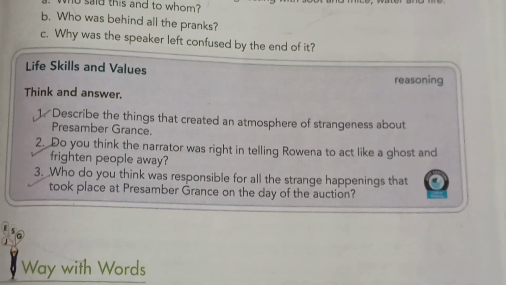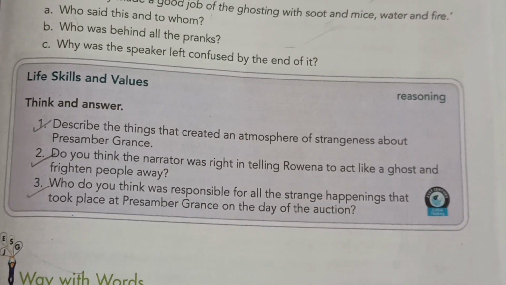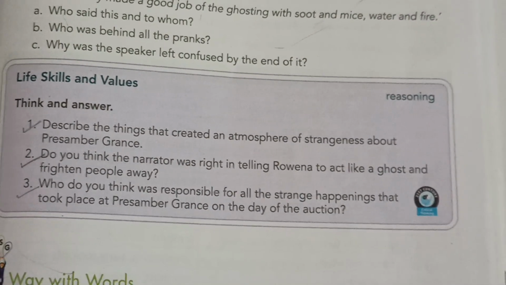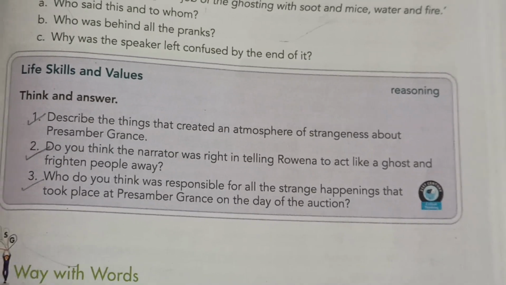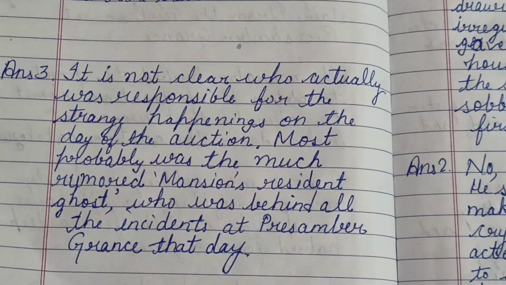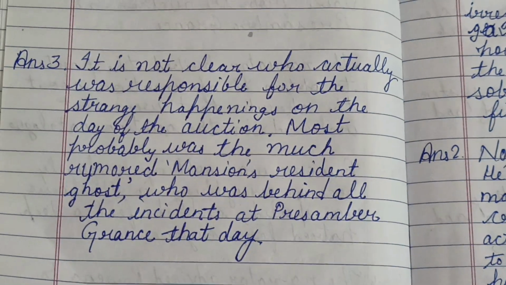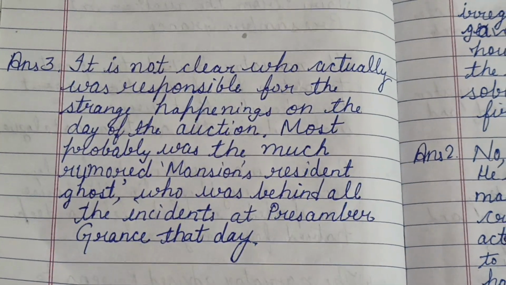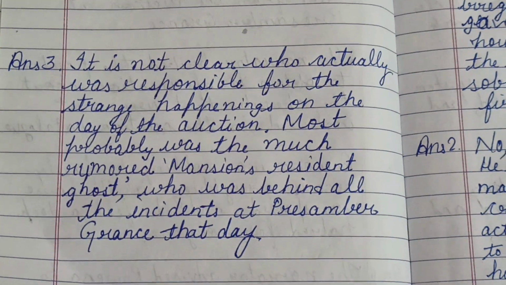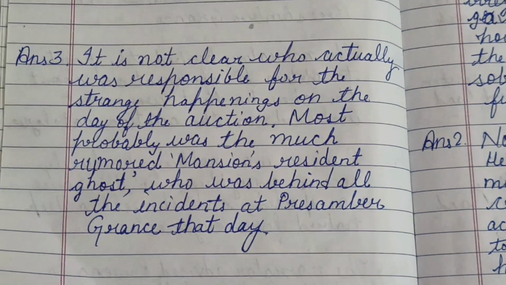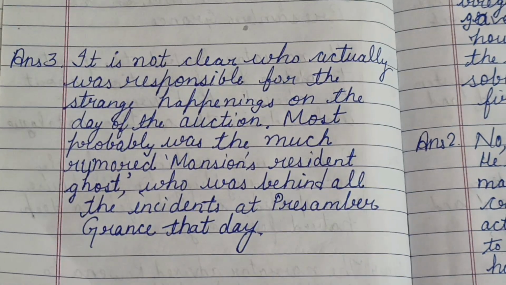And the last question, who do you think was responsible for all the strange happenings that took place at Presamber Grance on the day of the auction? Answer. It is not clear who actually was responsible for the strange happenings on the day of the auction. Most probably it was the much rumored mansion's resident ghost who was behind all the incidents at Presamber Grance that day.